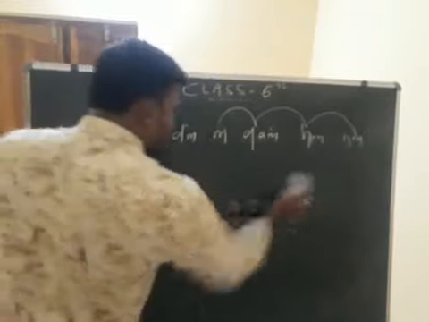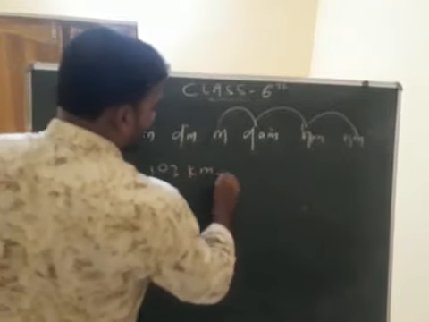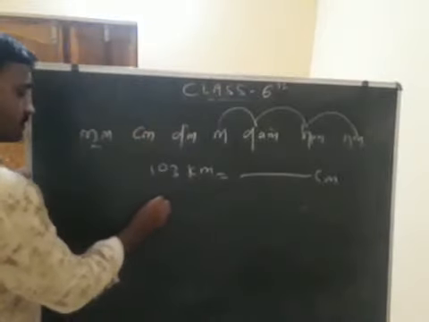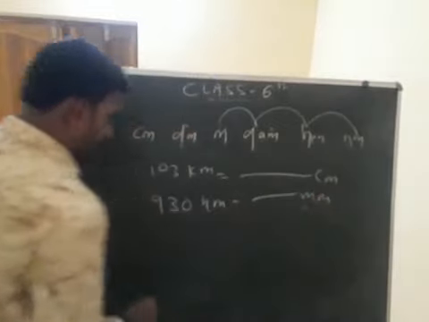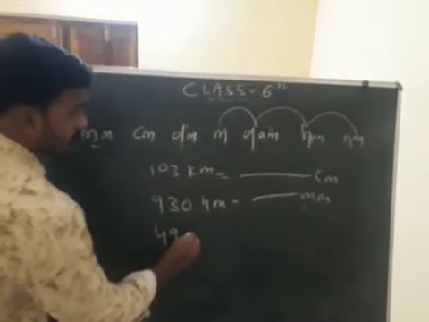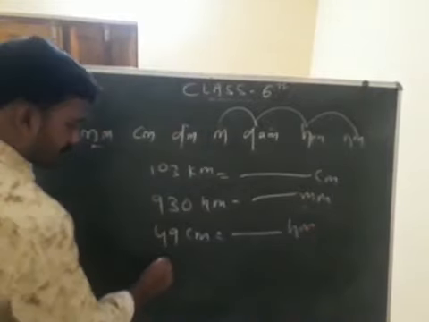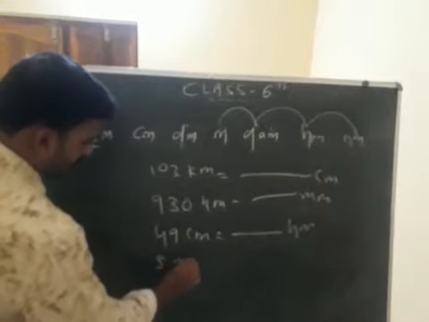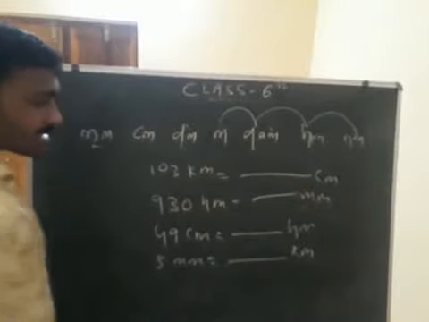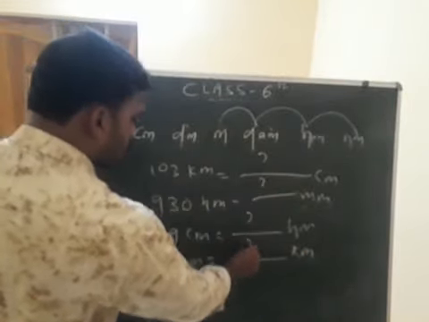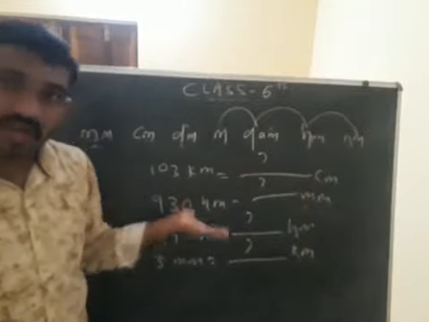So, homework, some numbers you will do. 103 kilometer is equal to ___ centimeter. 930 hectometer is equal to ___ millimeter. 49 centimeter is equal to ___ HM, meaning hectometer. 5 mm is equal to ___ km, meaning 5 millimeter is equal to ___ kilometer. You will do by yourself. This is homework for you. Another one also you can write. Okay, today this much. Thank you.